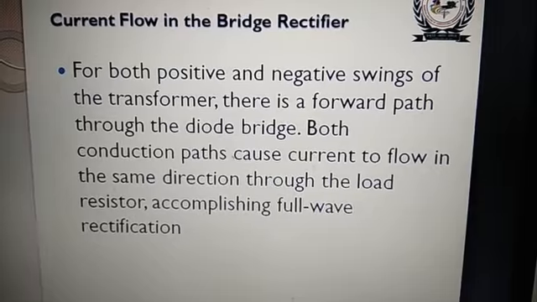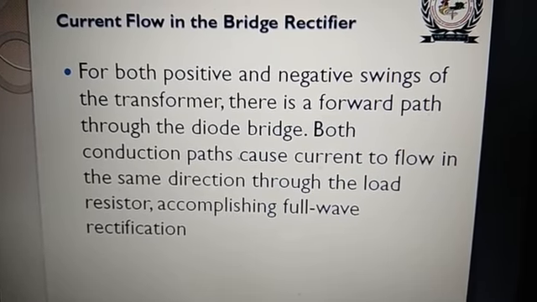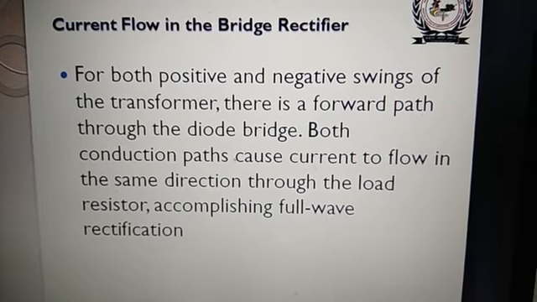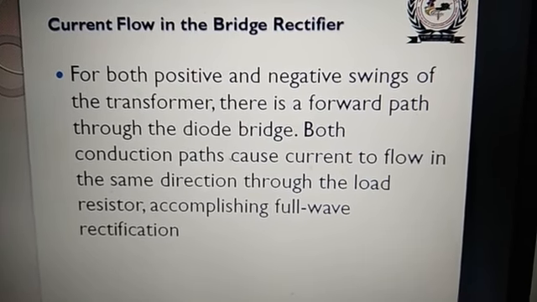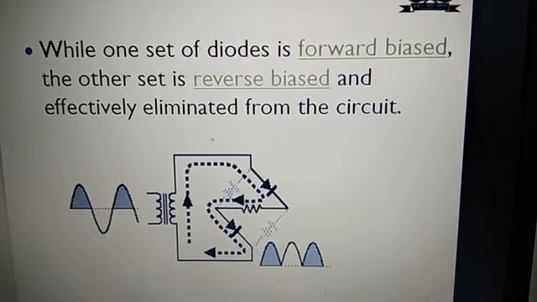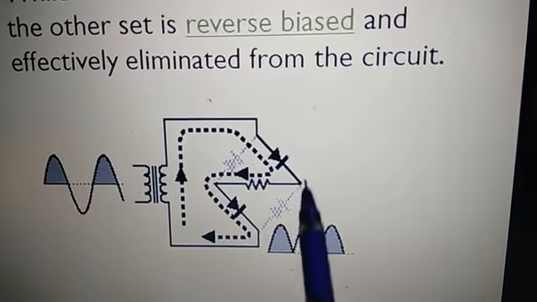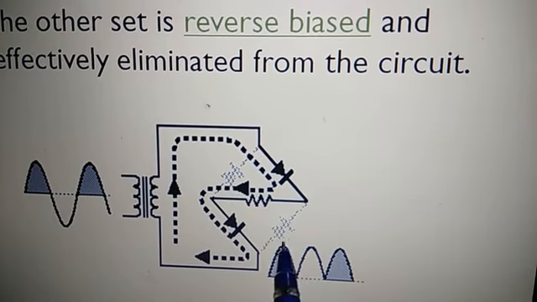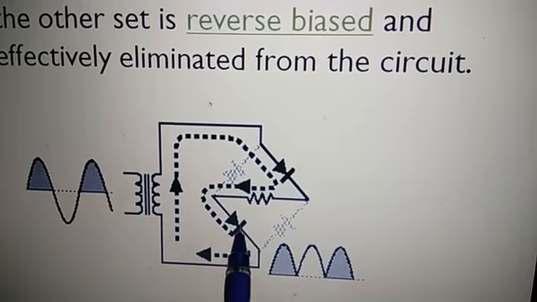For both positive and negative swings of the transformer, there is a forward path through the diode bridge. Both conduction paths cause current to flow in the same direction through the load resistor, accomplishing full wave rectification. You can see this is the current flowing. This is the bridge which is shown here. This is the diode D1. This is the diode D2. This is the diode D3 and this is the diode D4.